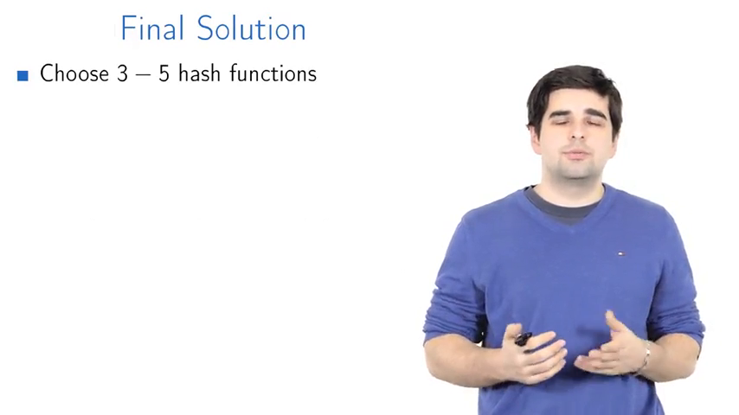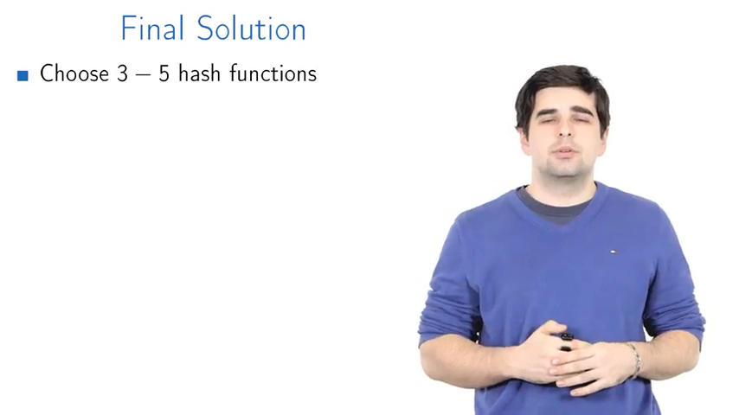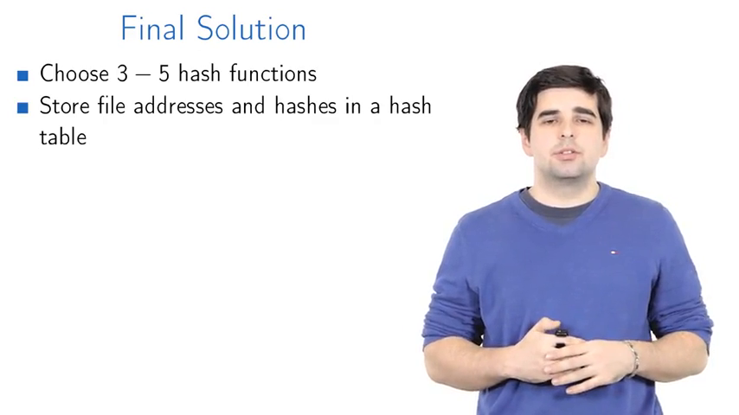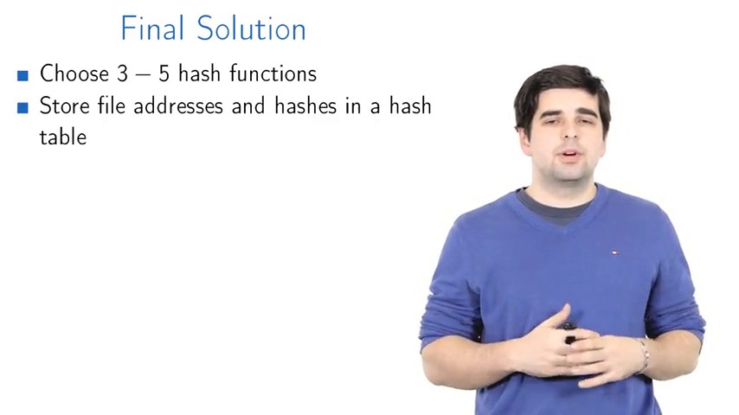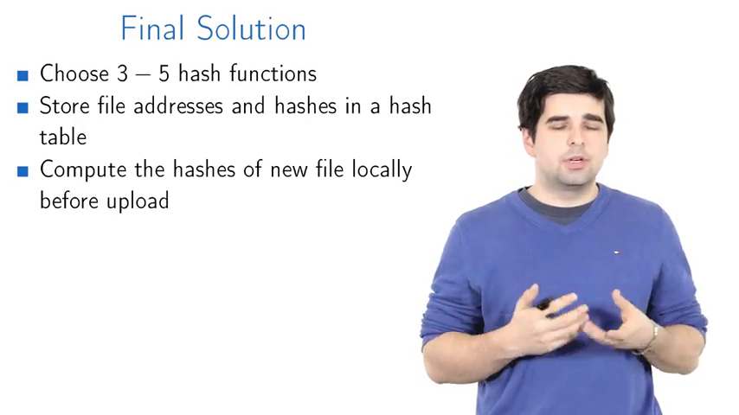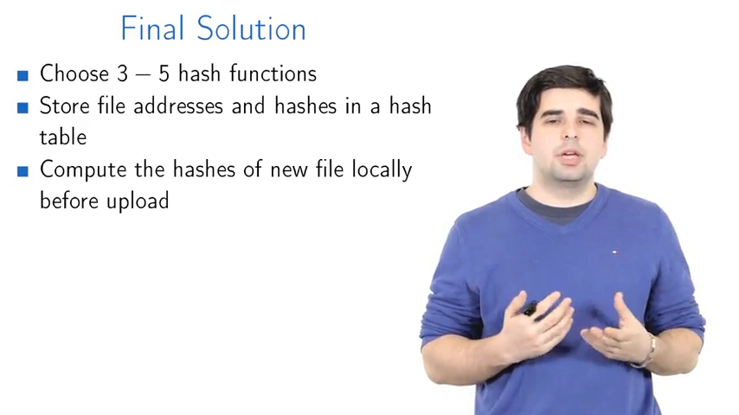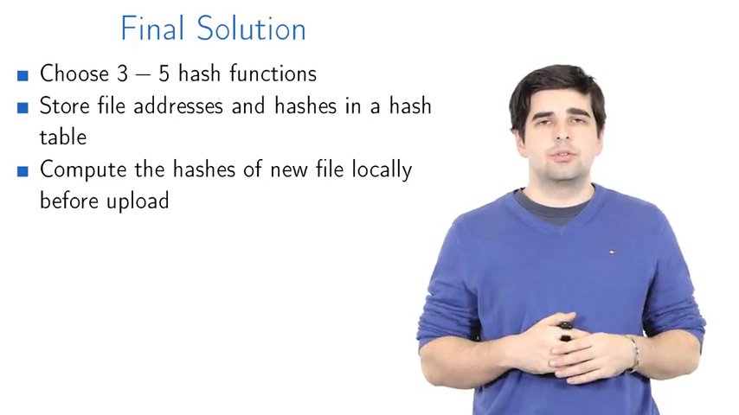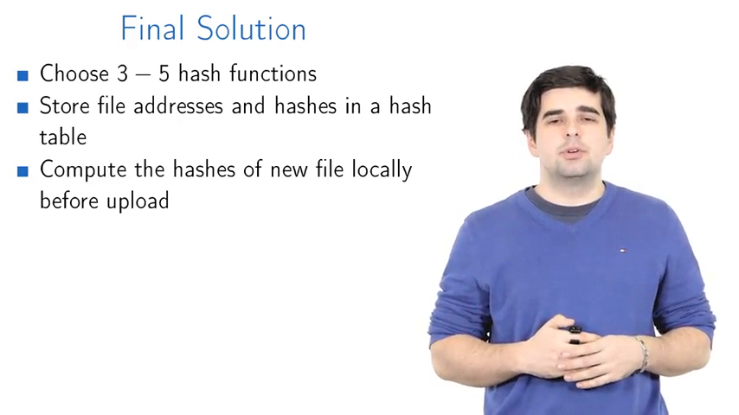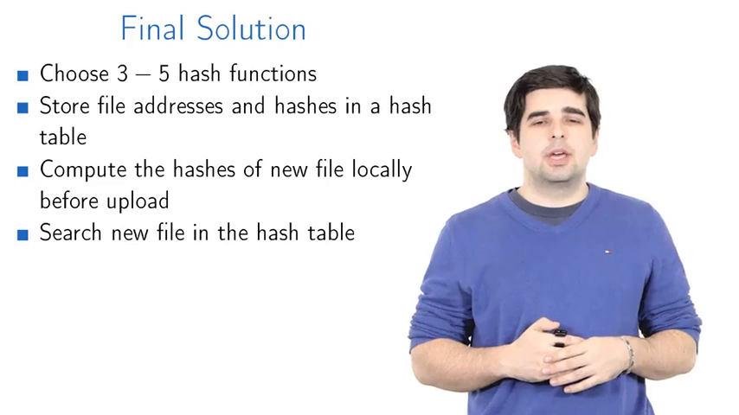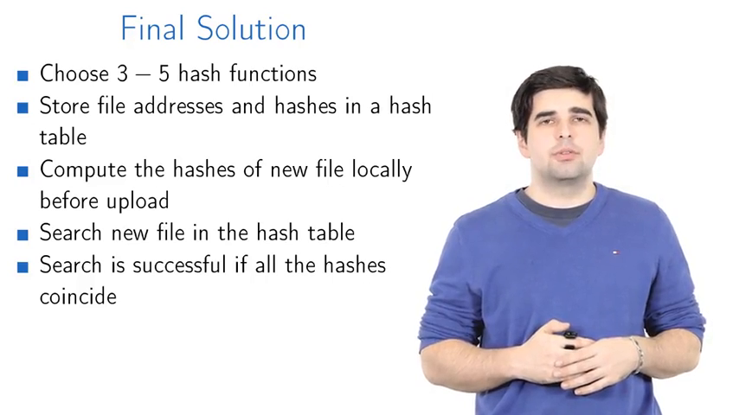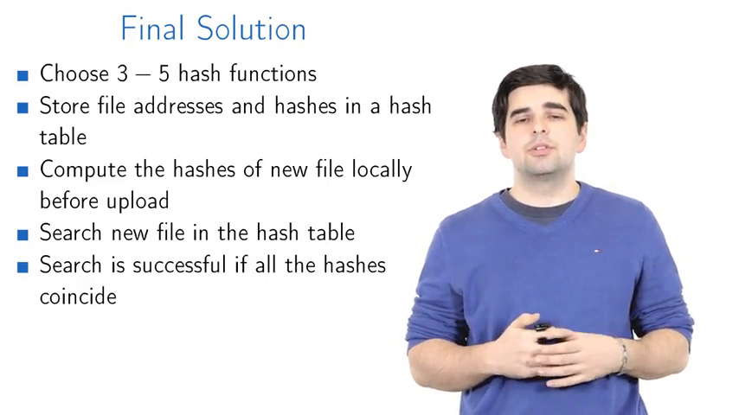So the final solution is the following. We choose from 3 to 5 different good hash functions for which it is hard to find collisions, so that we don't see collisions in practice. We store the addresses of the files and the hashes of those files in a hash table, and before we upload a new file, we compute the hashes locally, we send them over the network to the service, and we check whether there is a file in the hash table with the same hash values. If all the hashes for some stored file coincide with the hashes of the new file, then the search is successful.